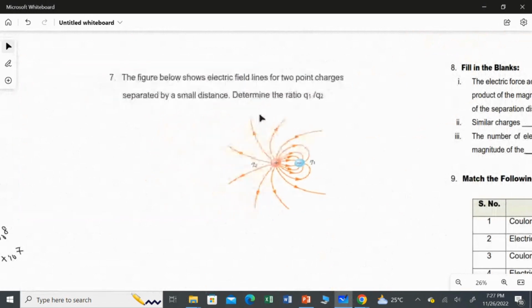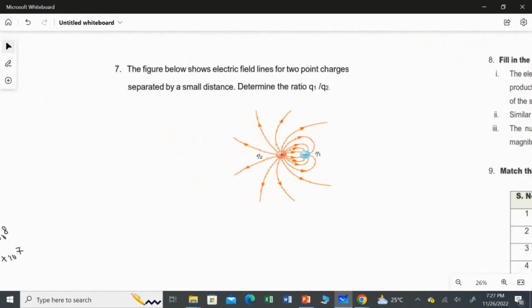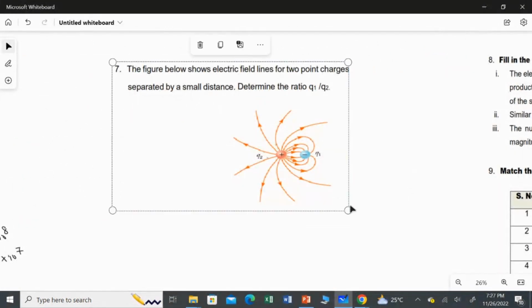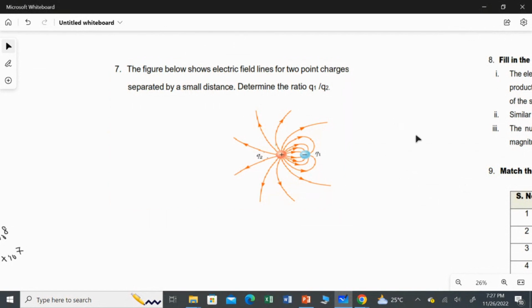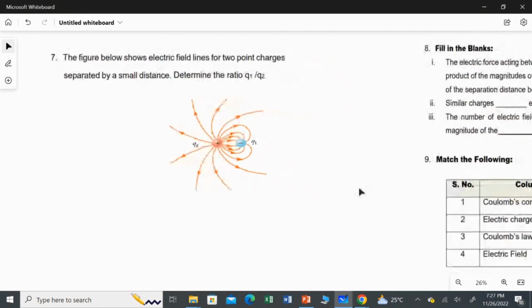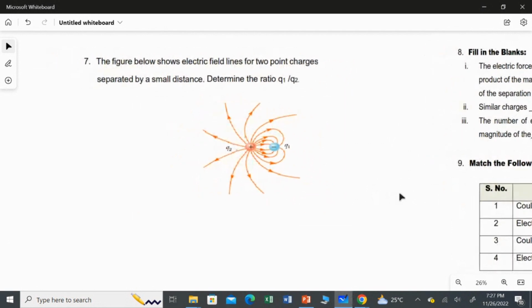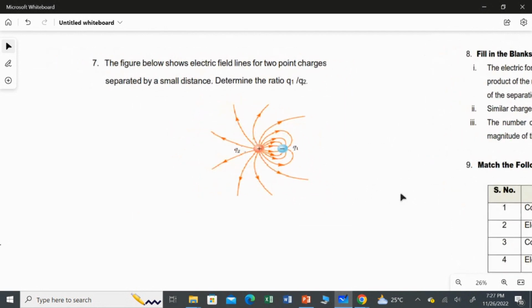Now, I think this is our last question. And then after that, we have the fill in the blanks as well as the match the following. That is very easy, and this question also very easy. So we have to read the question. Here there is no value, but we have some rules we already studied in the theory, right? What is given in the question? The figure below shows the electrical field lines for 2 point charges separated by a small distance. So you have to see the figure. We have point charges Q2 and Q1, and we are going to find what is the ratio of Q1 over Q2. There is no value, am I right?